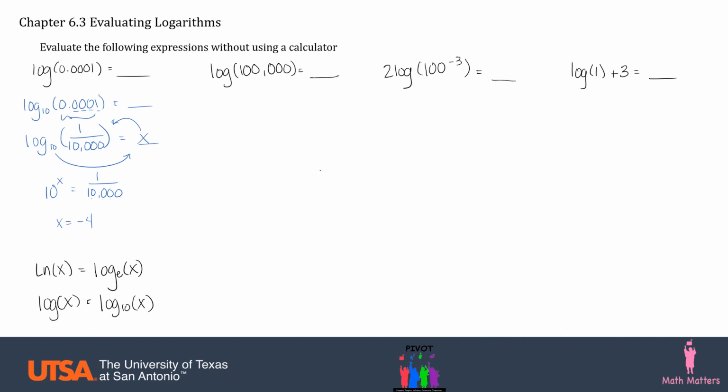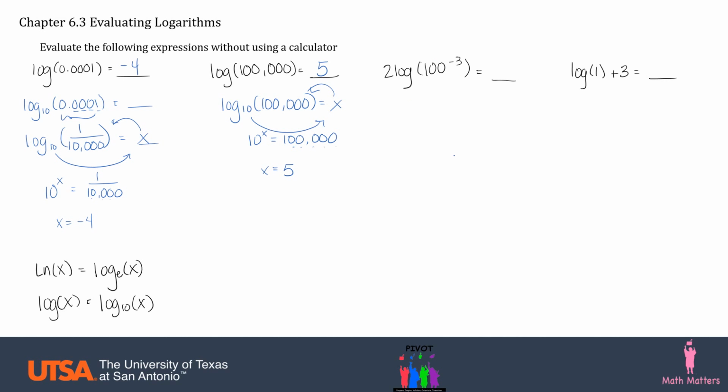And then for the next one, we have log of 100,000. And we can write this out again with base 10, and set this equal to x. And then we're going to raise 10 to the x and set it equal to this 100,000. And this time we count 1, 2, 3, 4, 5 zeros, so x equals 5. So this one's going to be -4, and this one's going to be 5.